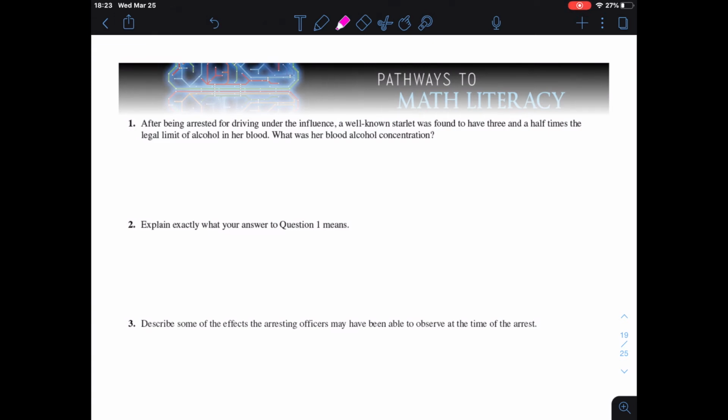And see if we can answer some questions about what's going on. So after being arrested for driving under the influence, a well-known starlet was found to have 3.5 times the legal limit of alcohol in her blood. And we want to figure out what is her blood alcohol concentration.